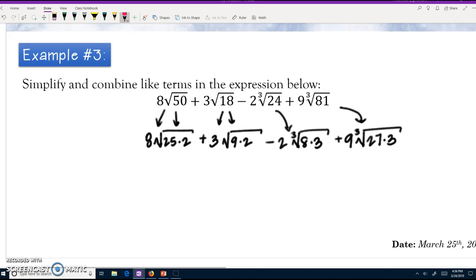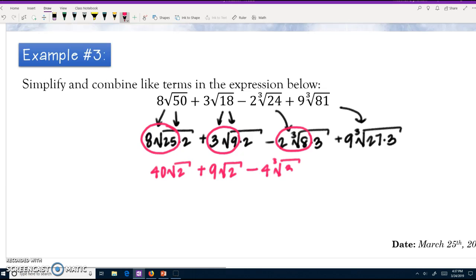So now I want to simplify the perfect values. Square root of 25 is going to be 5, and I want to multiply that by the 8 out in front. So that will give me 40 times the square root of 2. Same thing here, square root of 9 is 3, and it's going to multiply with the 3 out in front. So it's going to become 9 root 2. With the cubic root, same thing, cubic root of 8 is 2, times the 2 out in front will become 4. And then there's a cubic root of 3 left inside. And then over here, cubic root of 27 is going to be 3 times 9 is going to be 27. And then I've got a cubic root of 3 left over.